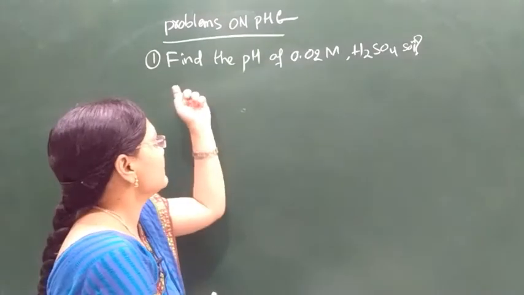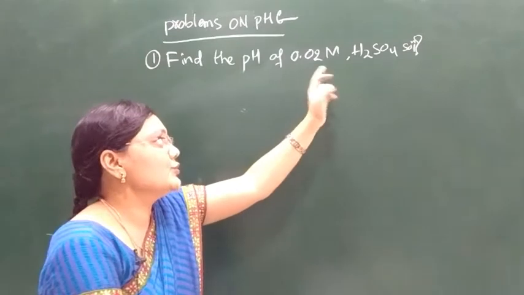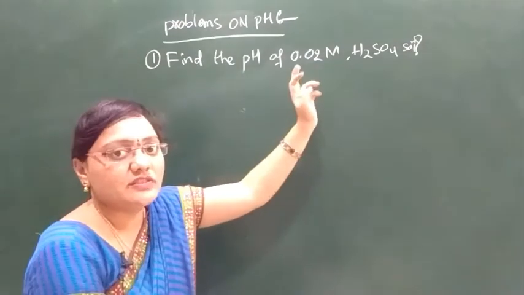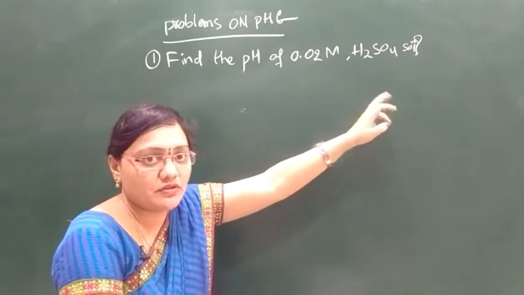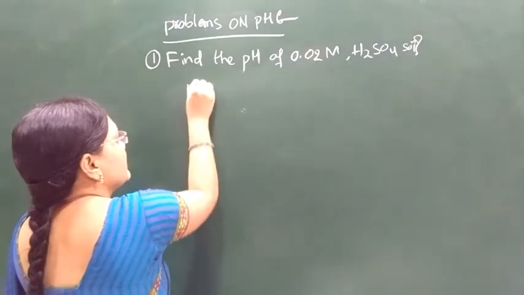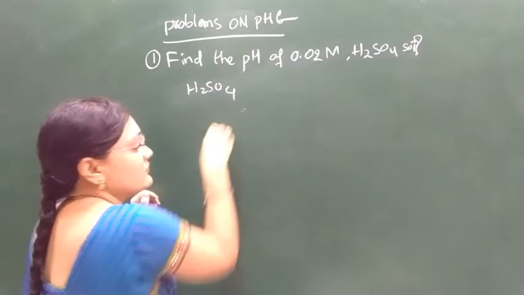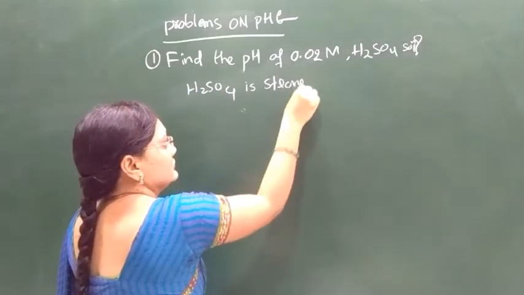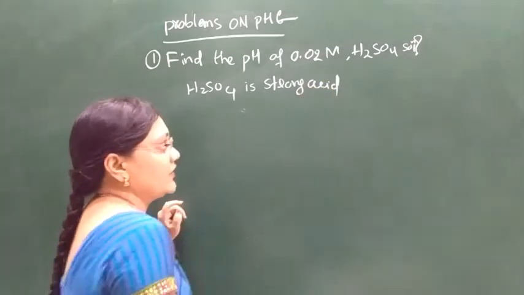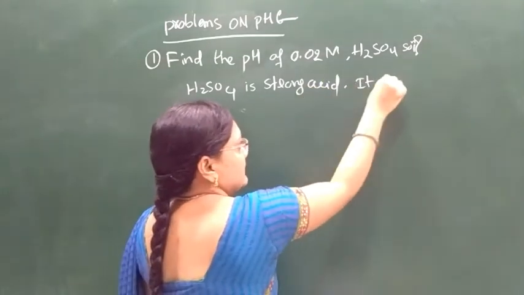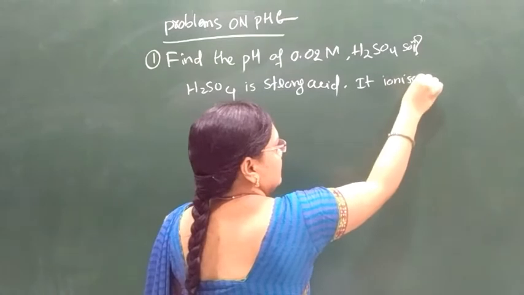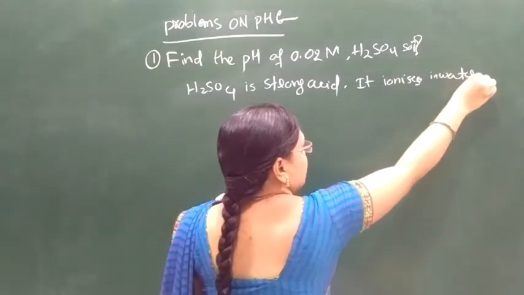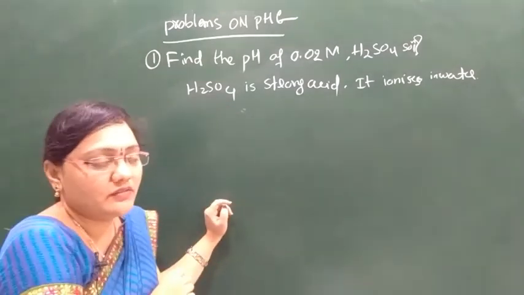Another problem is to find the pH of a 0.02 M H2SO4 solution. H2SO4 is a strong acid. It ionizes completely in water.